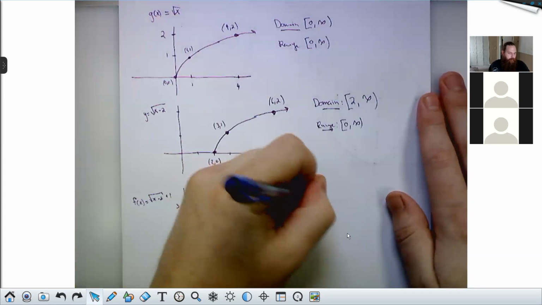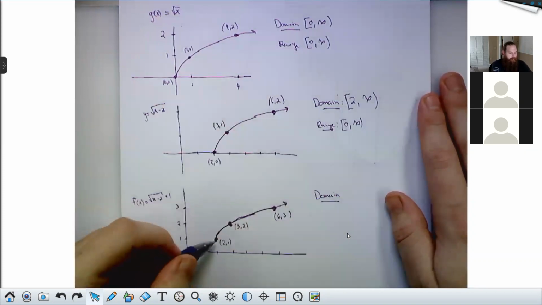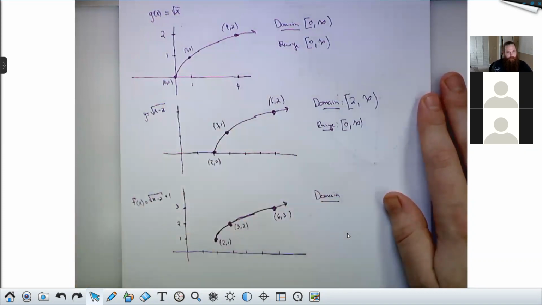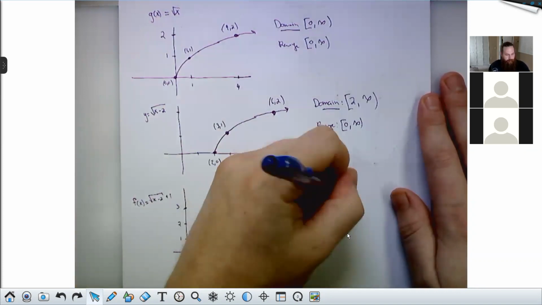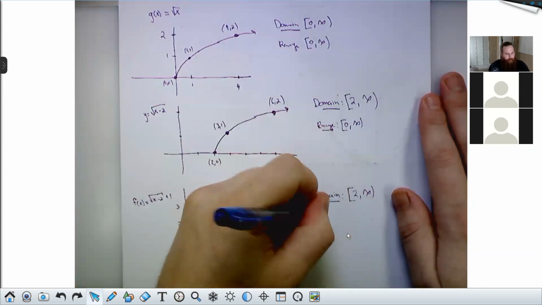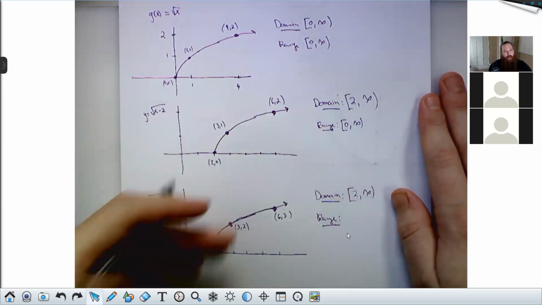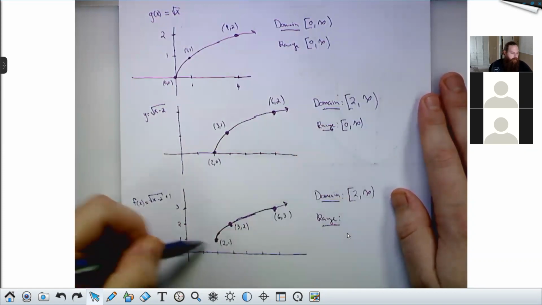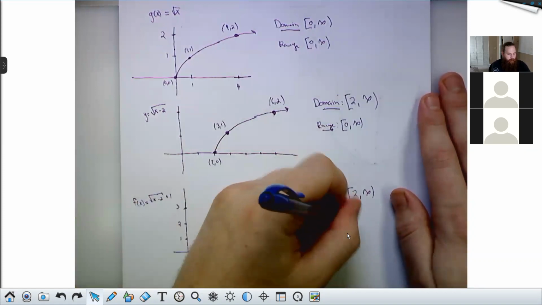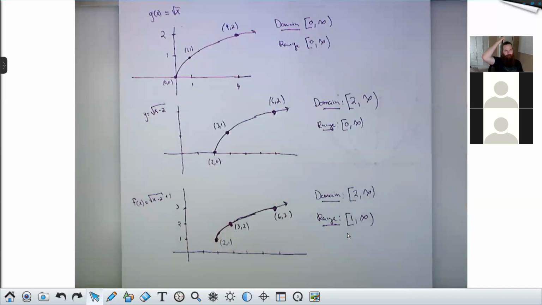And then in my last version, my domain is still, if I smush this down onto the x-axis, 2 to infinity. And this time it's my range that's changed. I bump everything up by 1. So the smallest y value in my range is no longer 0, it's now 1. Looks like this.